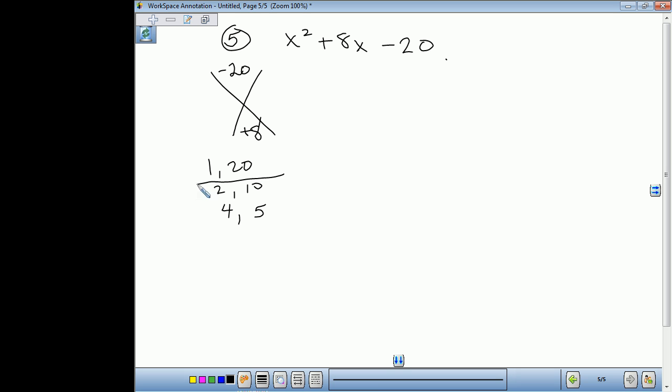Which group are we going with? 2 and 10. Now, we know they have to be different signs, and we want our outcome to be positive 8. So the bigger number needs to be positive, right? Positive 10 and negative 2. Negative 2, positive 10. So this is going to factor to x minus 2 times x plus 10.